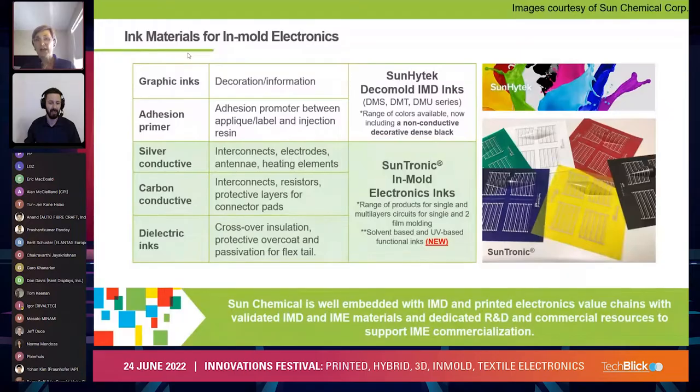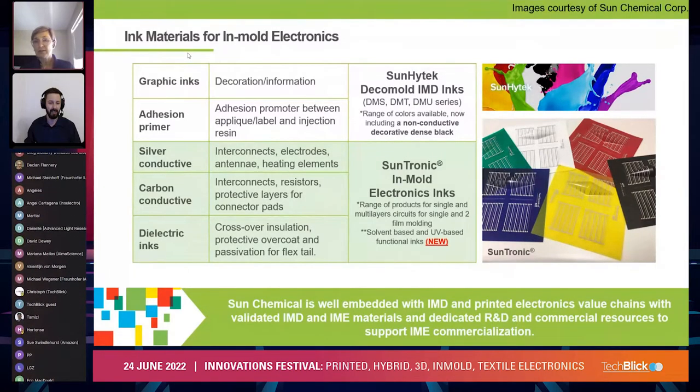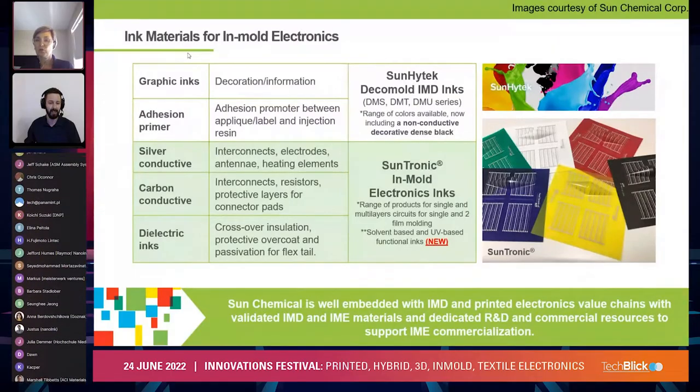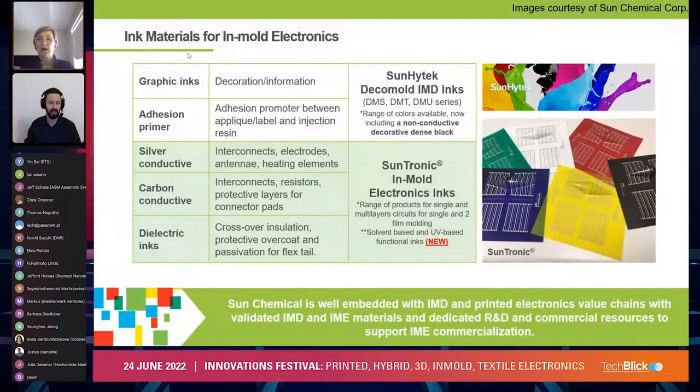We have the DMS, which is the solvent-based graphic ink series. We have DMT. This is a 2-pack solvent-based graphic ink, and then the DMU series, which is the UV curable in-mold decoration inks. Now we have a range of colors, as you can imagine. You can also see on the pictures, and custom matches as well. And we now also offer a non-conductive decorative dense black, which is extremely important for the capacitive switches or any circuitry that needs to be on the label, especially on the same label as the electronics.